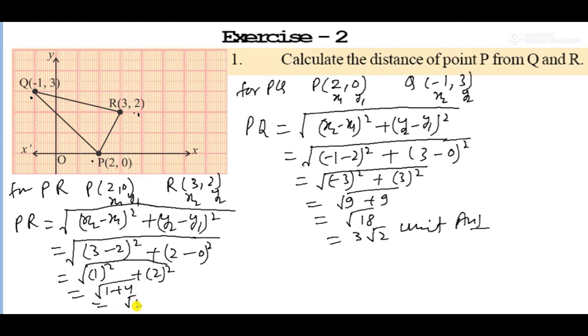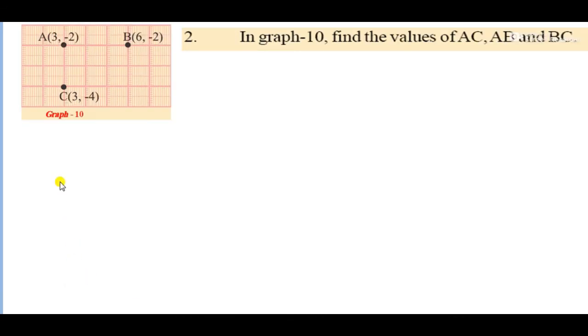Now for the PR. Now put the value. X2 is given as 3 and x1 is 2. So 3 minus 2 whole square plus y2 is 2 minus y1 is 0, so whole square. So it is 1 whole square and plus 2 whole square. So what will happen? It becomes 1 plus 4, and that is the under root of 5 unit. So you can write, it's your answer.